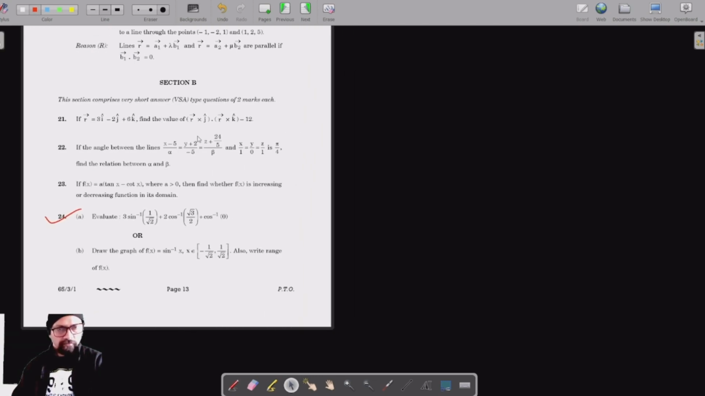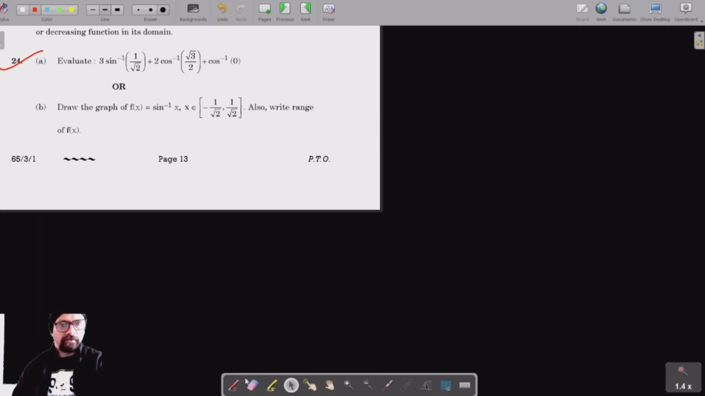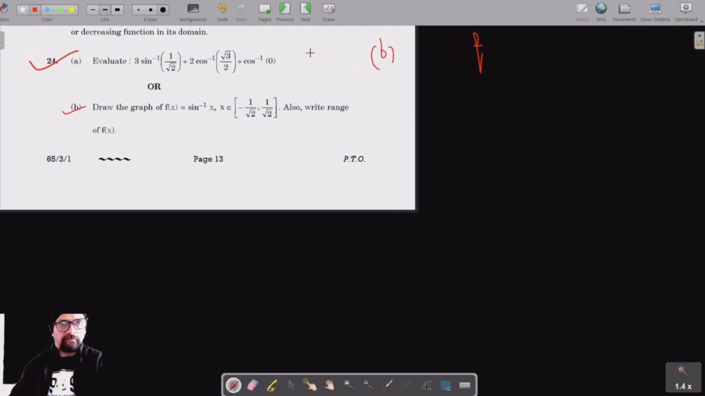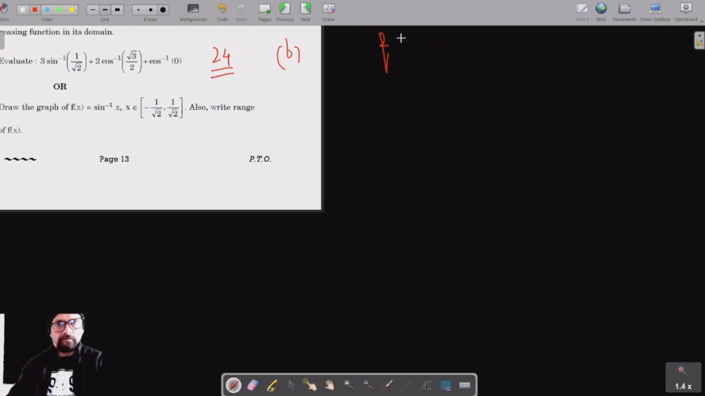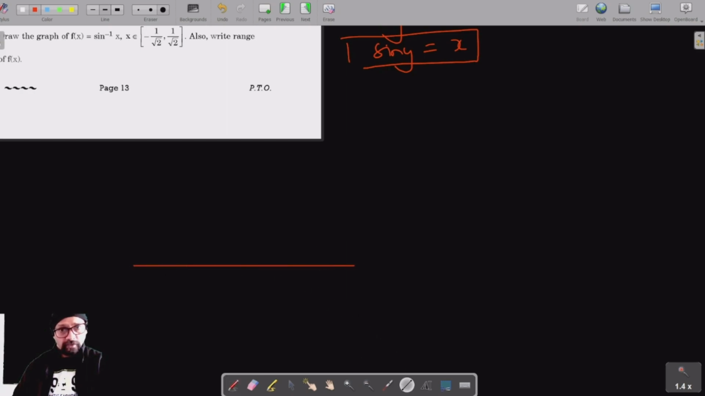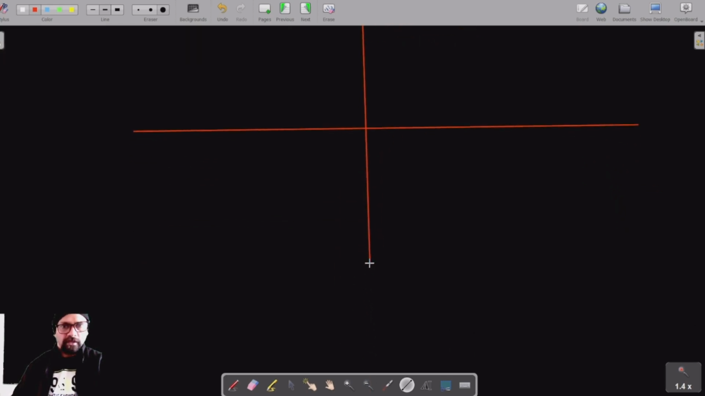And for part B, it's given that we have to draw the graph of f of x equal to sine inverse x. This is part B of question number 24. So f of x is sine inverse x. F of x means y, so y is equal to sine inverse x, and it's the opposite of the graph for sine y is equal to x. We know the graph of sine. Let's try to understand this. So in the graph of y is equal to sine x, x is the angle and y is the numerical value.